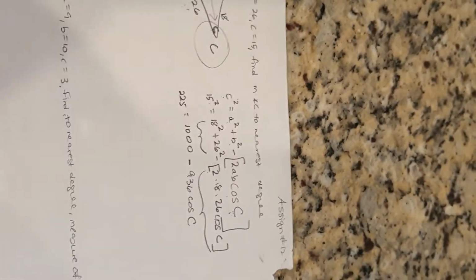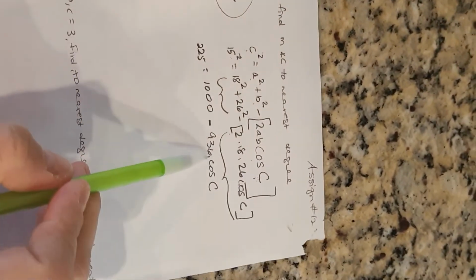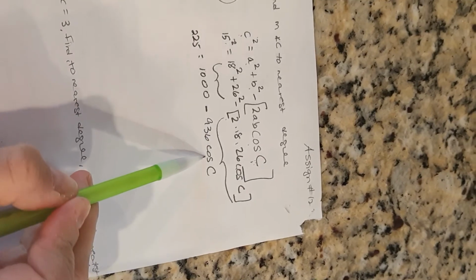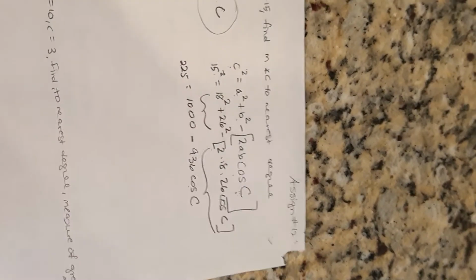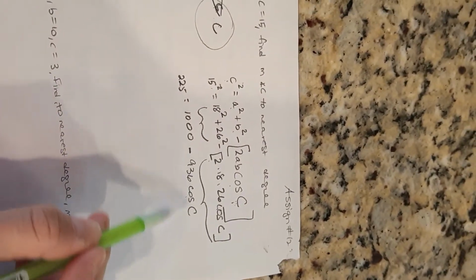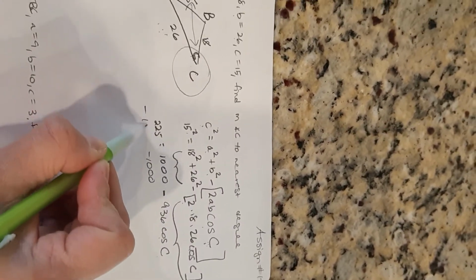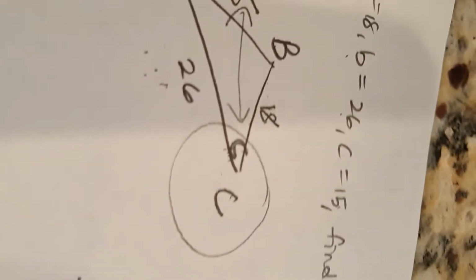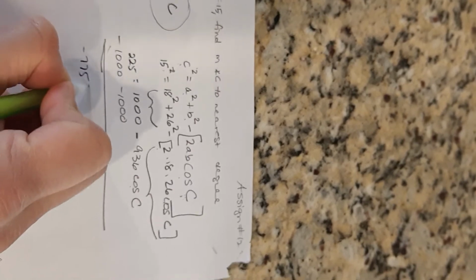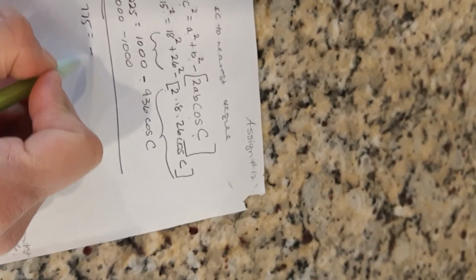All right, so if I dare say it, now that it's all simplified out, it's like solving a log equation. You have to isolate the term with the function. So while the function was logs back when, the function is cosine C. So I have to subtract the 1,000 to the other side. Okay, so then 225 minus the 1,000 gives you negative 775. Bring down the subtraction sign as the negative sign.